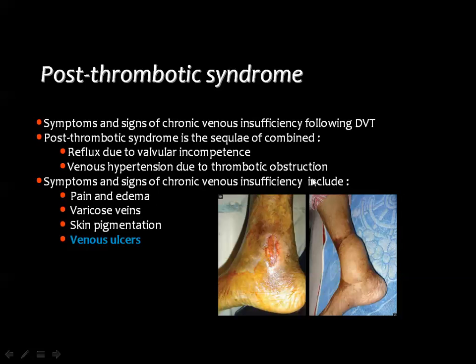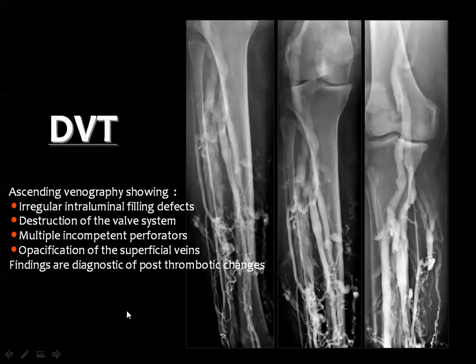And this, as I have mentioned, the venous thrombosis will result in destruction of the valves and valve incompetence. Then you get venous hypertension due to thrombotic occlusion, and this stasis due to destruction of the valves. This will result in this combination of symptoms, including pain and edema, varicose veins, skin pigmentation, and these venous ulcerations, which are very resistant to treatment, and they usually need excision and grafting of the area that developed ulceration.